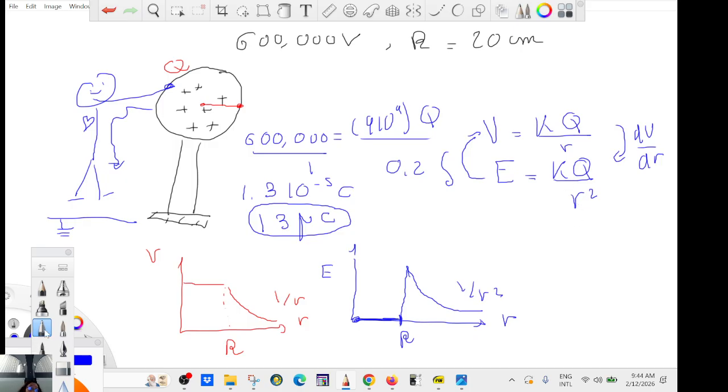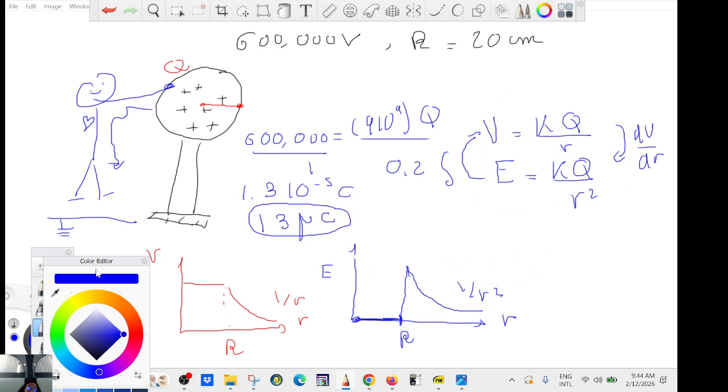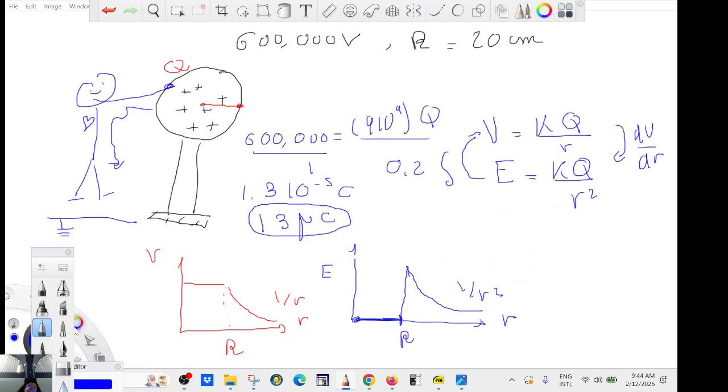So what you see here is that the voltage is going to be the electric field times R. Do you agree?